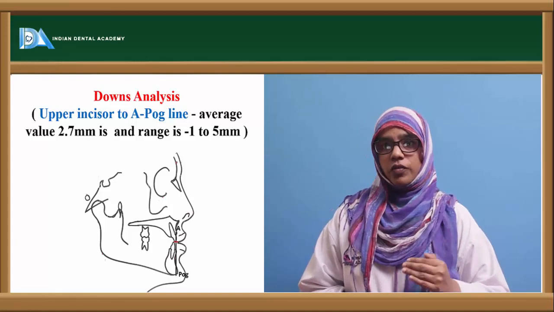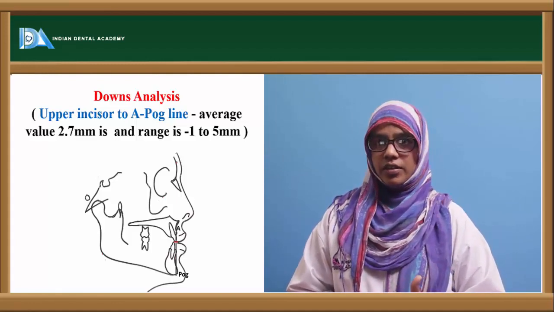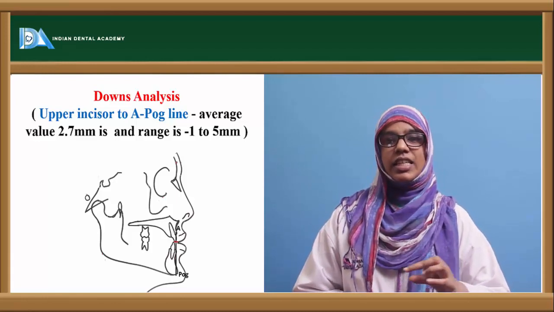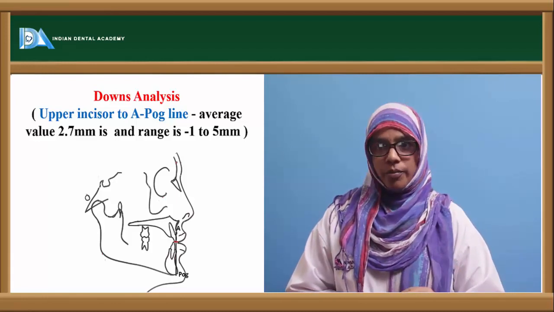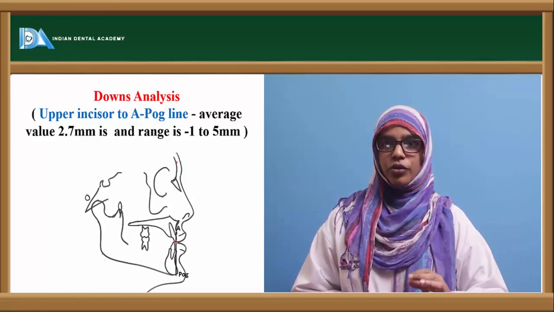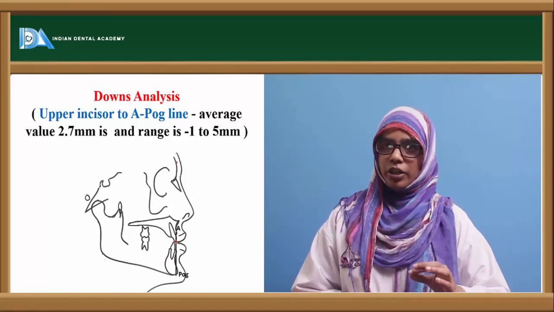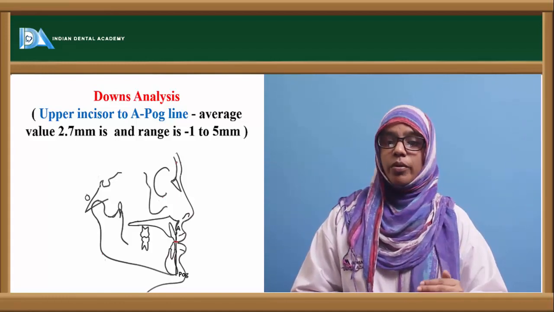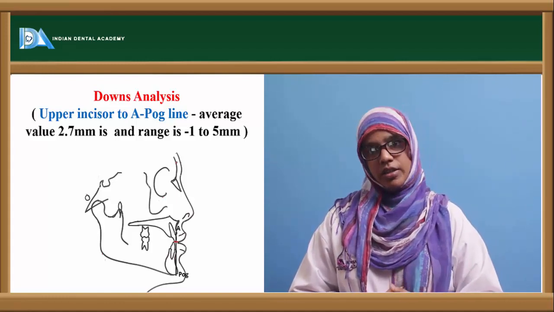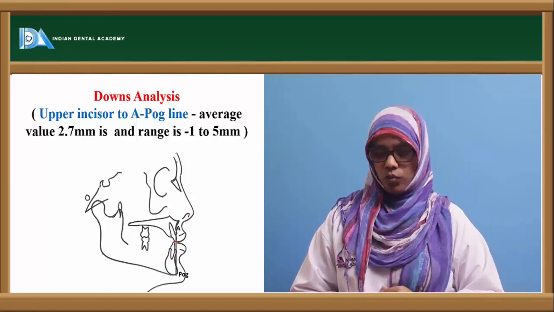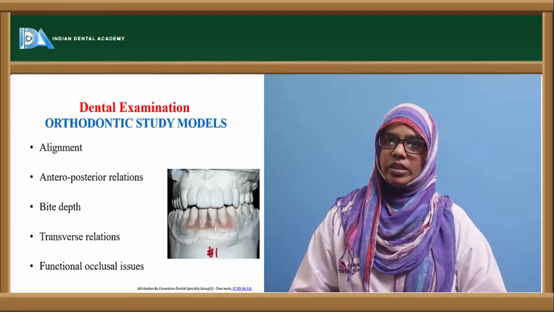The other part of the Downs analysis is upper incisor to A-Pogonion line. Okay, upper incisors, it is a linear measurement from the A-Pogonion line, that is point A to Pogonion. You will draw a line perpendicular to it to the incisal edge. This will basically tell you about the overjet of central incisor. Its average value is 2.7 mm and range is minus 1 to 5 millimeters.